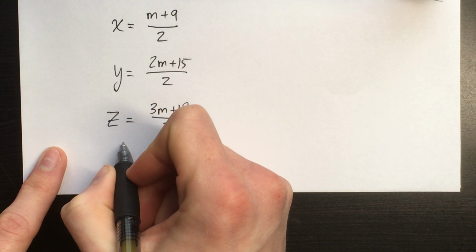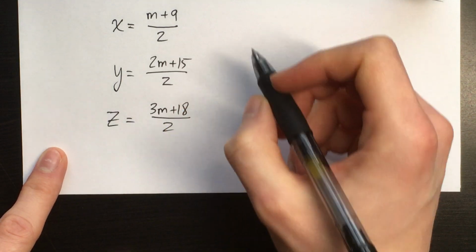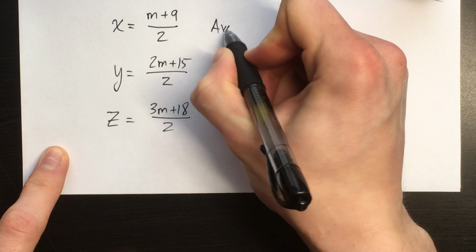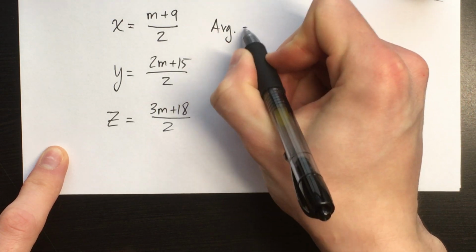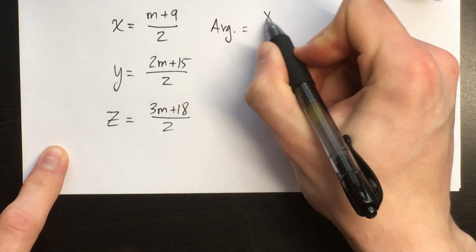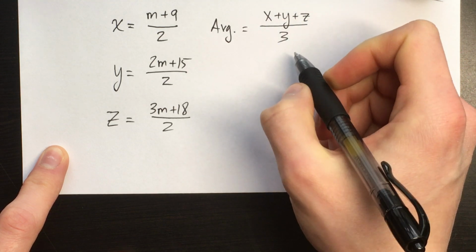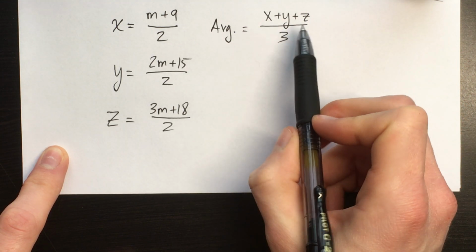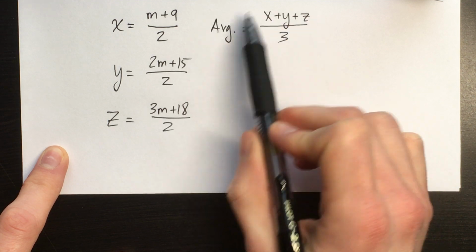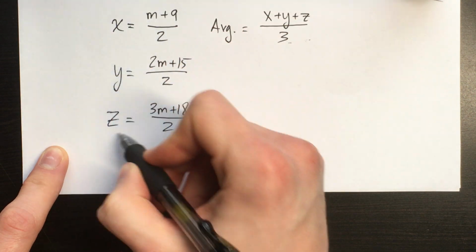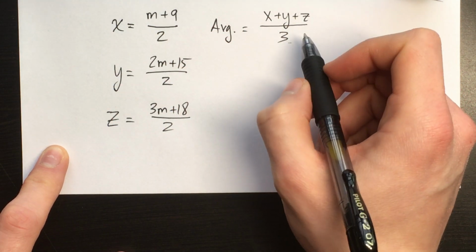We want to know the average of x, y, and z in terms of m. So our average has to be, just like we were talking about before, x plus y plus z over 3. Again, for average we just add all our things together and then divide by the number of things that we added. So how can we do that in terms of m?